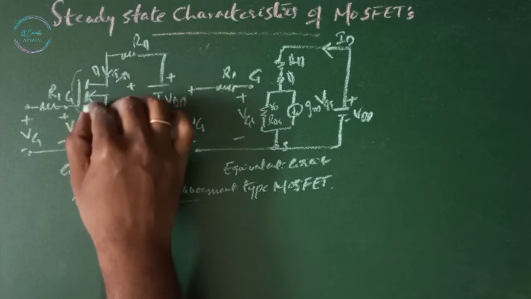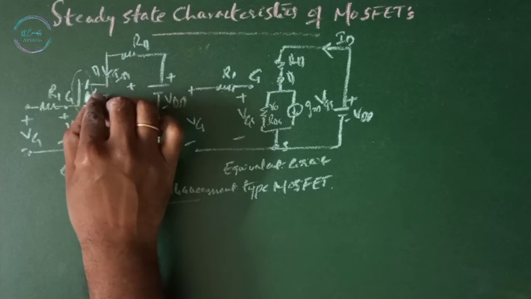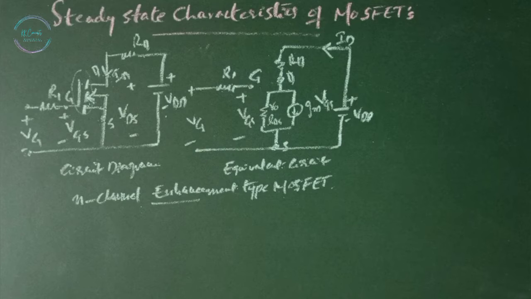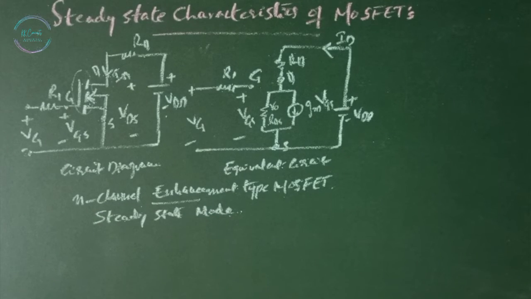By seeing the structure, with the dotted line, you can say it is enhancement type, and the arrow is coming towards the gate, which means it is an N-channel MOSFET. This is the steady state model of the N-channel enhancement type MOSFET.